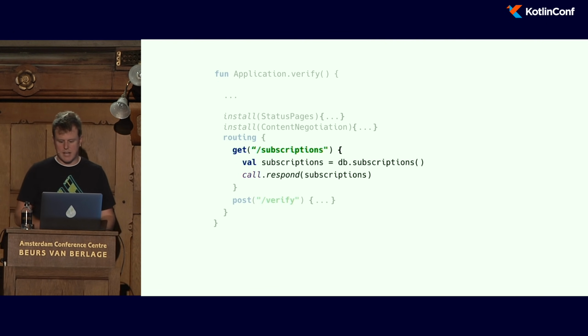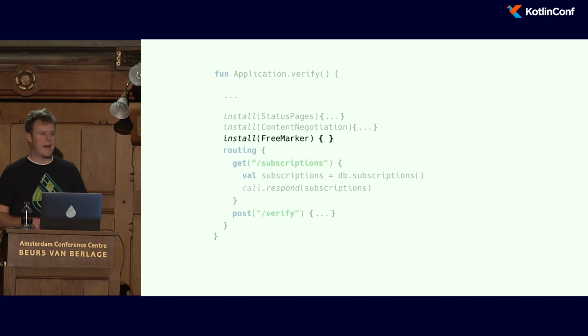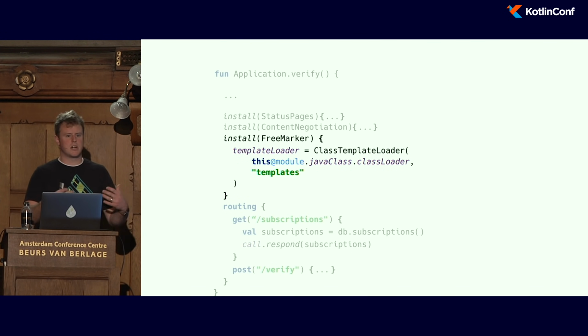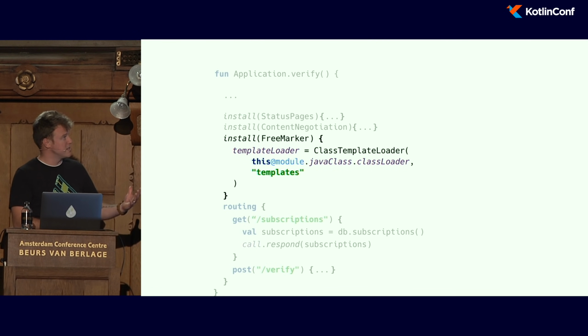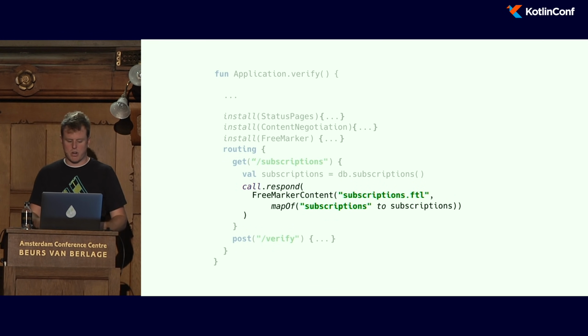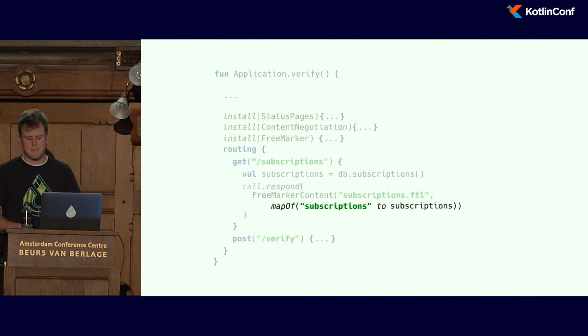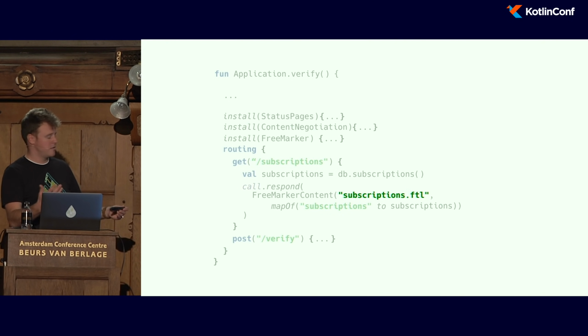So let's go back and take a look at how we can change this. As you might imagine, we install a feature. In this case, we're going to use FreeMarker. FreeMarker, the Apache FreeMarker template language, is a well-known Java templating language. And we'll configure it to pull our templates out of the resources directory in our project. So that's pretty standard configuration stuff there. And then what we need to do is update our response here. So all we do is we set FreeMarker content there. We give it the subscriptions and a map of data, and then we tell it which template to pull from. So you can see, super easy.